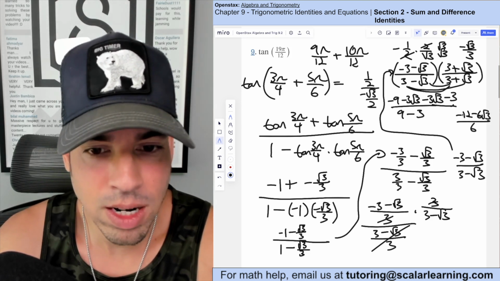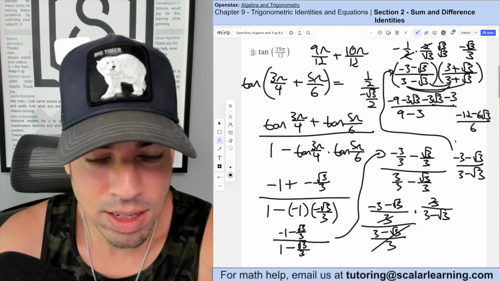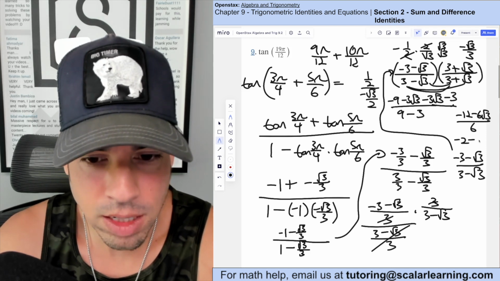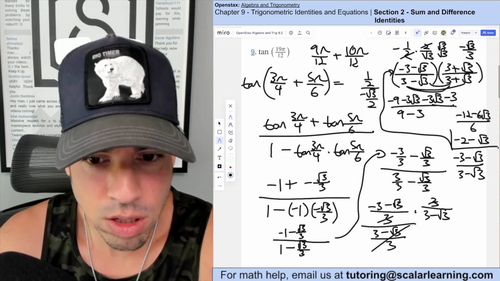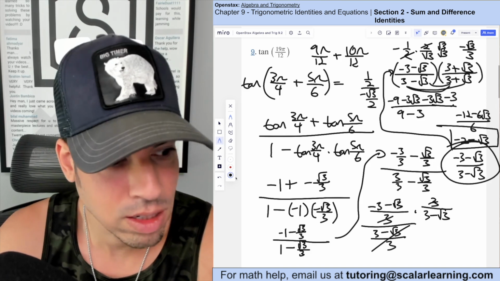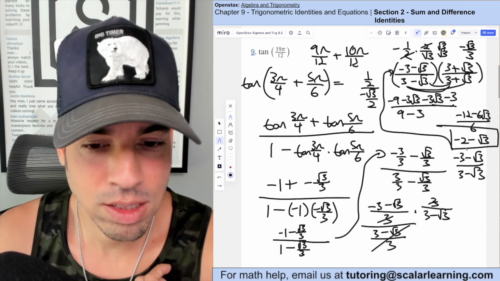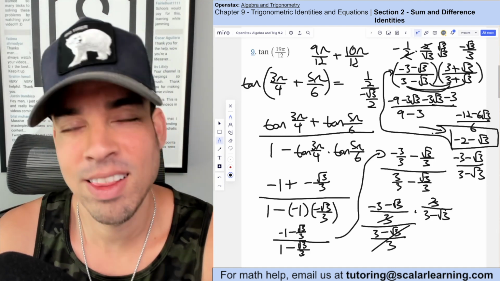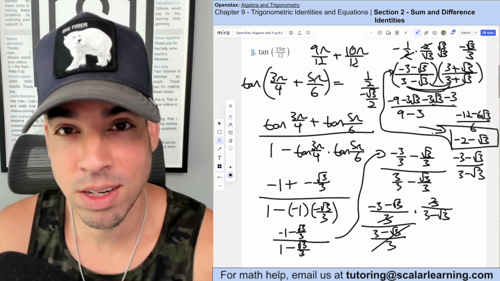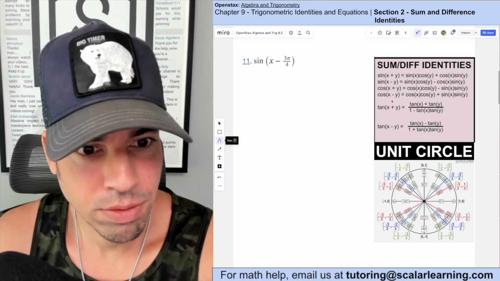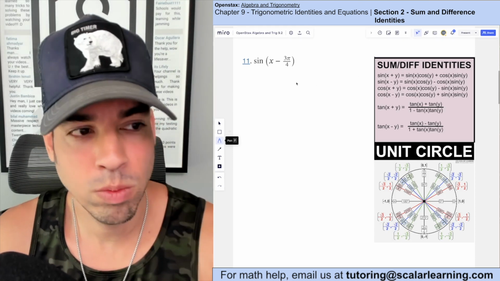Last but not least, we can divide everything by 6, and then we get negative 2 minus rad 3. So there's the final answer. Again, it's equivalent to this. It just depends on what your teacher exactly wants. But if we do want everything nicely simplified, this is the answer. A lot of work, but there you go. Boom, done. So for this one, we want to use the difference formula for sine to make this simpler.